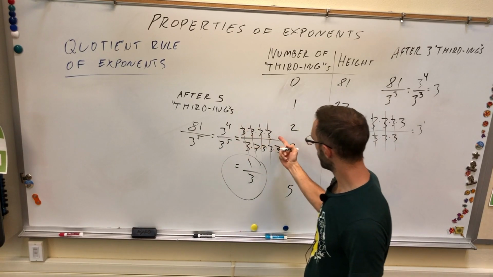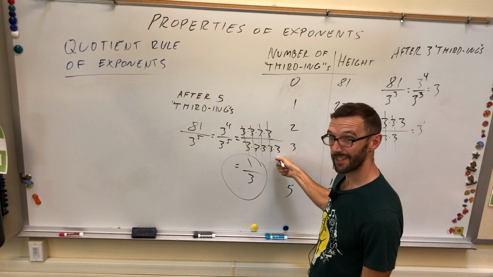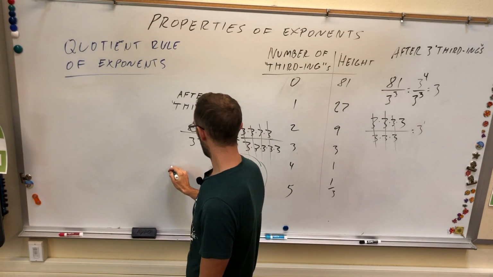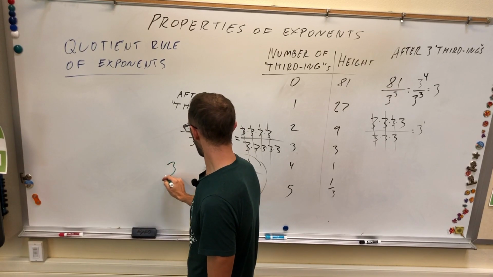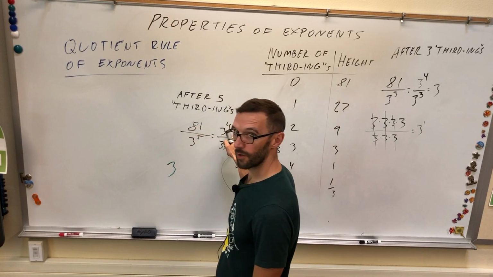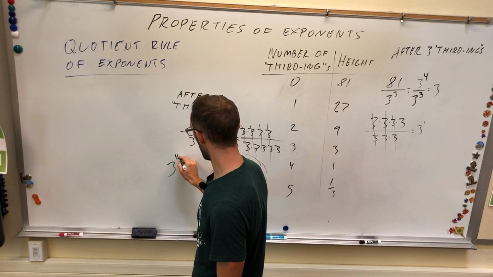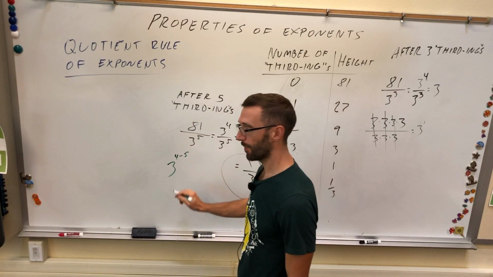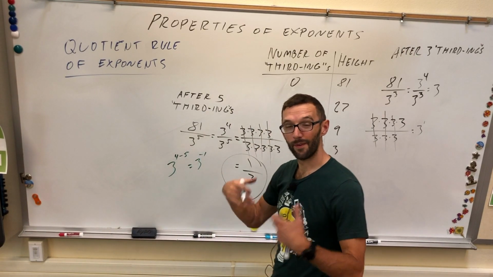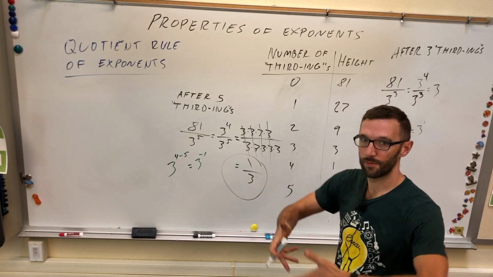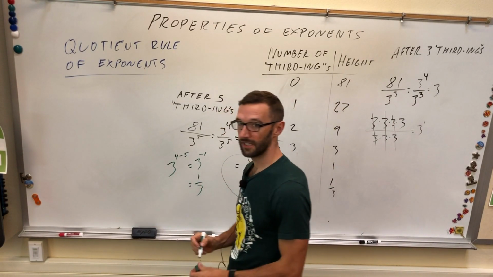Essentially what we had was 4 3s and 5 in the denominator. So this is what we're doing. 3 to the 4 over 3 to the 5 is actually 3 to the 4 minus 5, all in the exponent. And this gives us 3 to the negative 1. And we've talked before about how negative exponents mean you take the reciprocal. So this means 1 over 3.